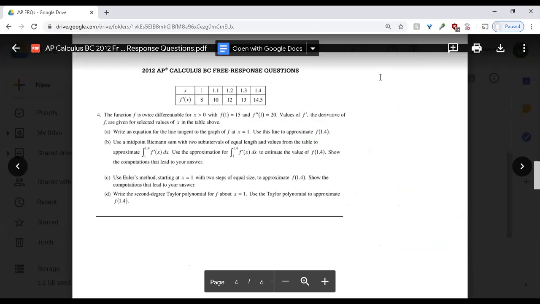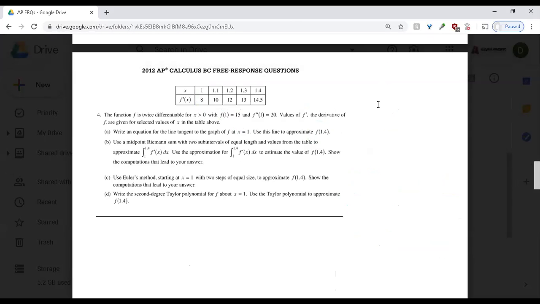Okay, for part B, it says we're gonna do the integral from 1 to 1.4 using MRAM. I don't think there've been many MRAM problems. Okay, so let's look at this here. So on 4b, it's the integral from 1 to 1.4 of f prime of x dx. Because we're using a rectangular approximation method, RAM is going to be an approximation. So I'm going to say approximately.